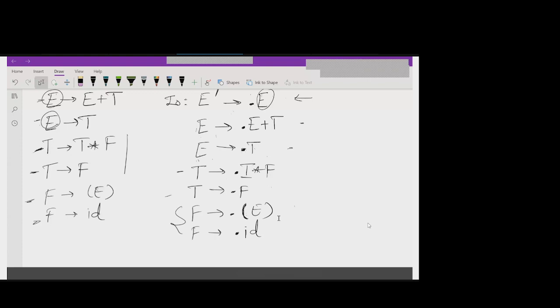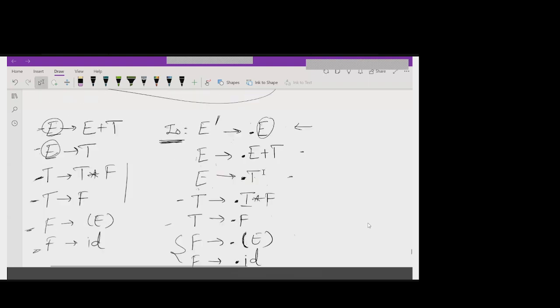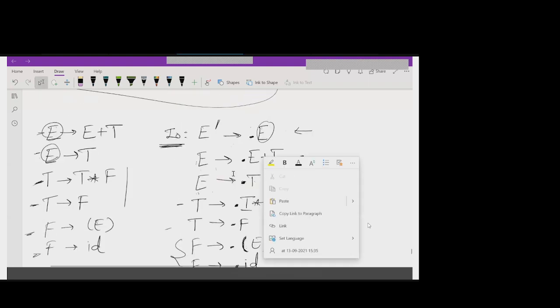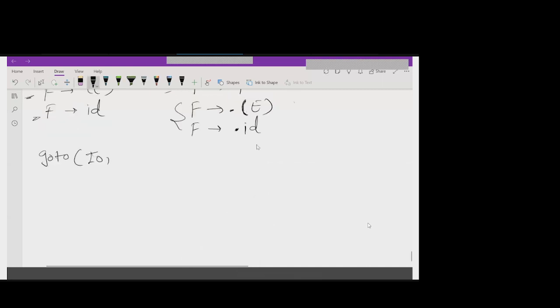Clear. Okay, now we need to start with the I0 set. We need to do this turn by turn. Once you have done the closure operation, now it is the turn of goto. So the next thing you will be doing is the goto operation. Goto operation on what? Goto operation on the I0 set. So goto on I0, and you have to start with the first production.